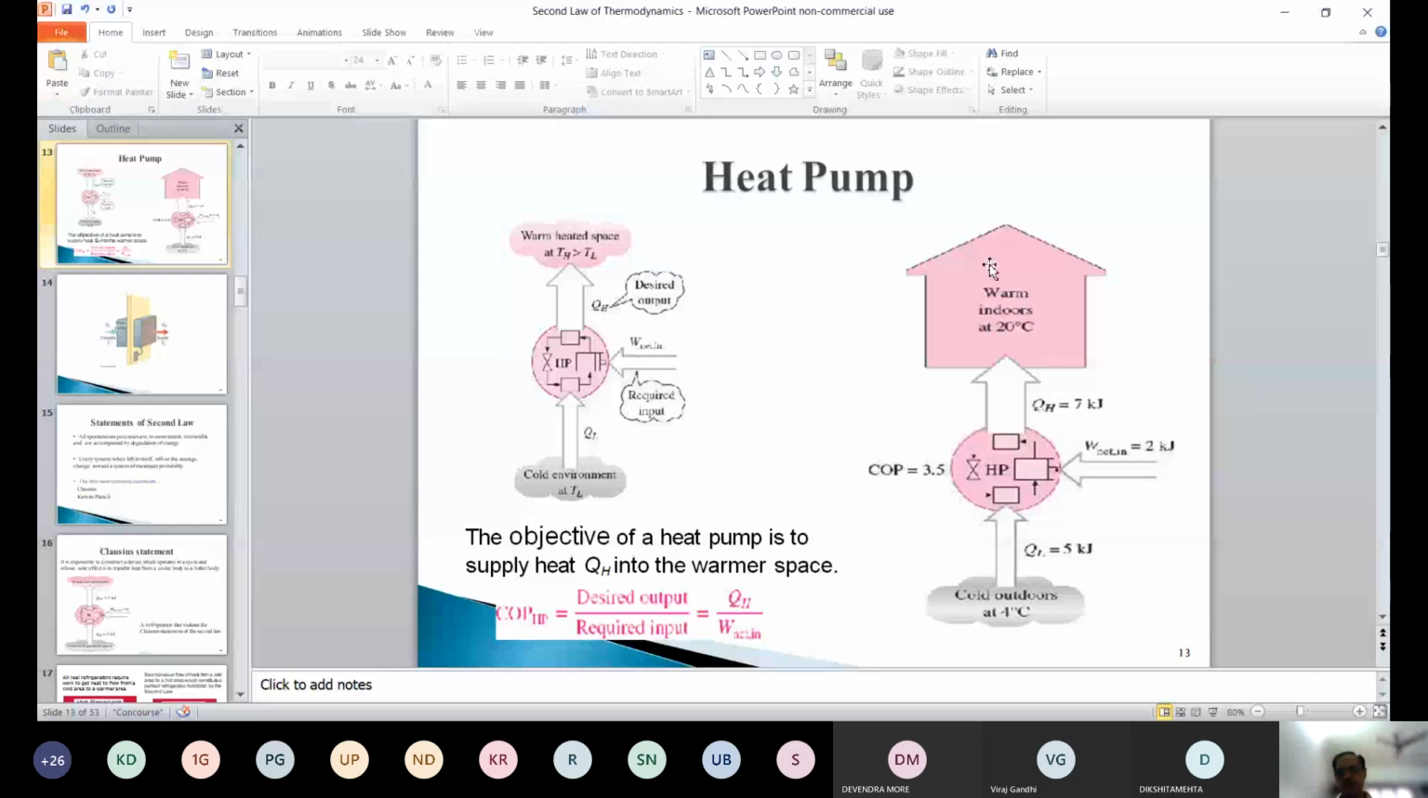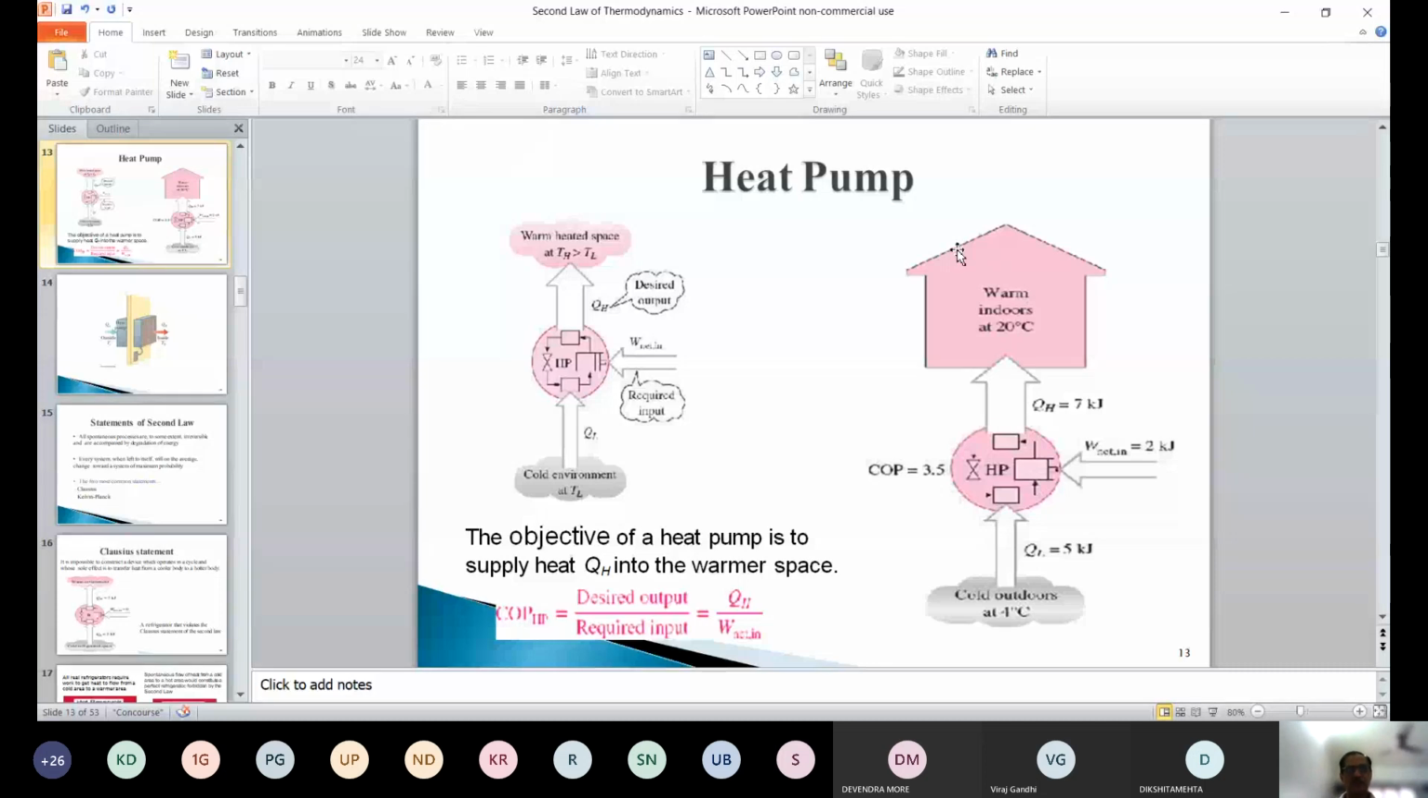But here, what is happening is you have cold air outside the room in the winter, especially in the Western countries, US and Europe, etc. When the temperature goes down in the winter, the temperature outside is very low, say -4 degrees centigrade. So you take the heat from the air outside and supply electrical energy, and then pump it inside the room where the temperature is higher at say 20 degrees centigrade.